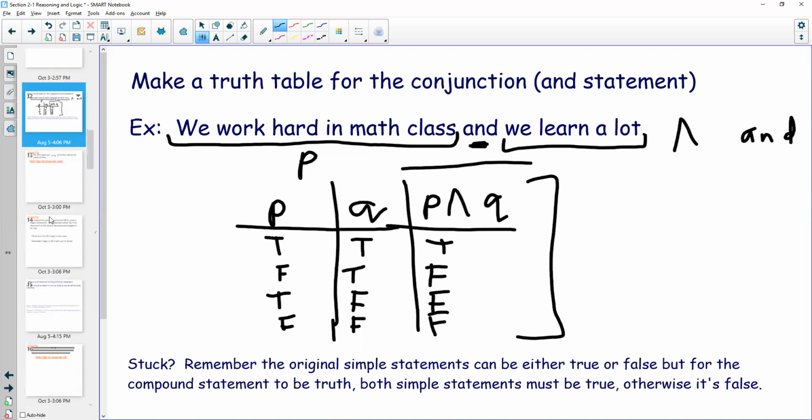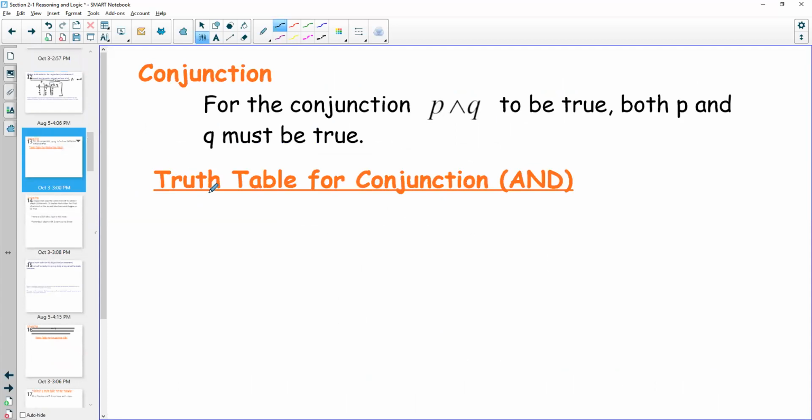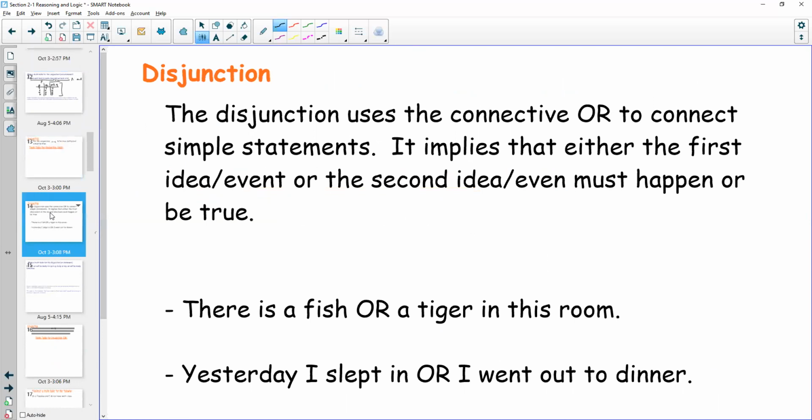Let's scroll my notes down a little bit. All right, so that's the truth table we just made. A disjunction uses a different connective. It uses the connective or to connect simple statements. When we use or, we're saying that either of those things must be true, but it doesn't have to be both. So I could say to you, oh, there's a fish or a tiger in my kitchen. And you'd be happy if there was a fish, or if there was a tiger, or if there were both, that would be okay, right? But it wouldn't be okay if there was neither a fish or a tiger.